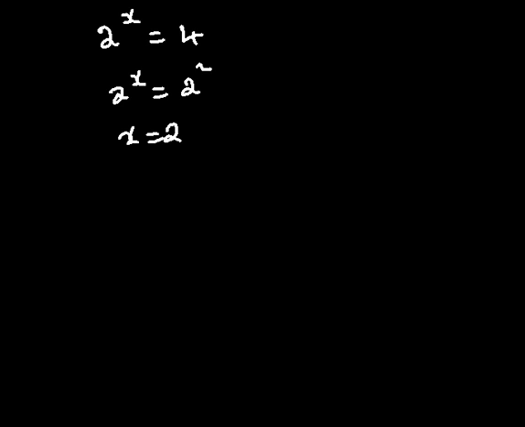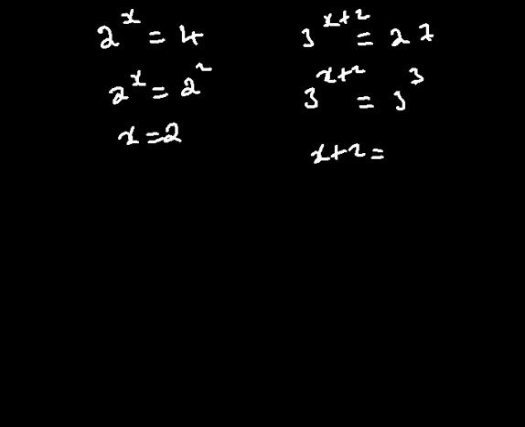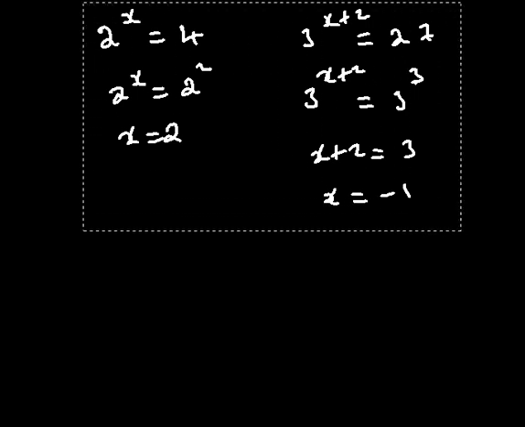And we also understand that if we have 3 to the power x plus 2 equal to, let's say, 27, this is the same as 3 to the power x plus 2 equal to 3 to the power 3. Since the bases are the same, the powers are also the same. So we have x plus 2 equal to 3. At this point, x is given as 1. And that's how you get it.